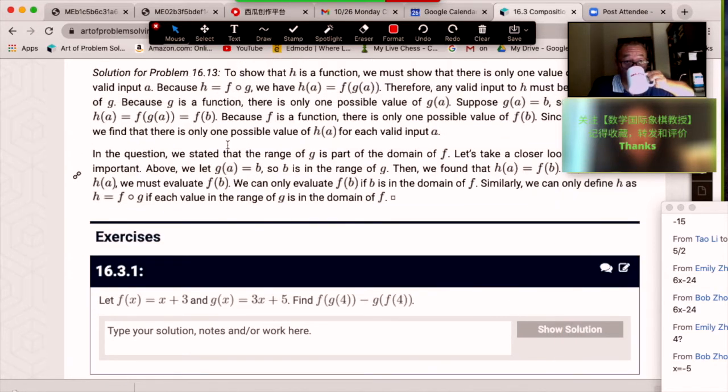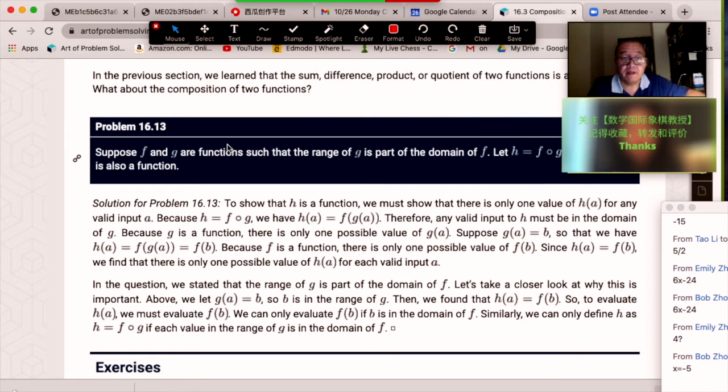So see here, to show that h is a function, we must show that there's only one value of h(a) for any valid input a. Because h equals f combined with g, we have h(a) equals f(g(a)). Therefore, any valid input to h must be in the domain of g. Because g is a function, there is only one possible value of g(a).